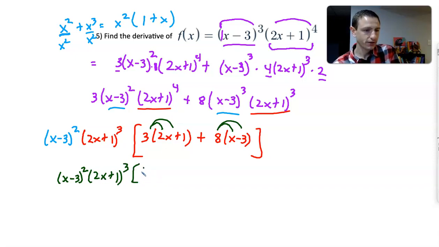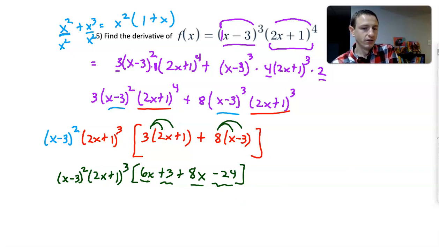3 times 2x is 6x, 3 times 1 is 3, plus 8 times x is 8x, 8 times negative 3 is negative 24. Believe it or not, done. I have some like terms I need to combine here, 6x plus 8x, and then I have a plus 3 minus 24. So one last time, hopefully, we'll see.